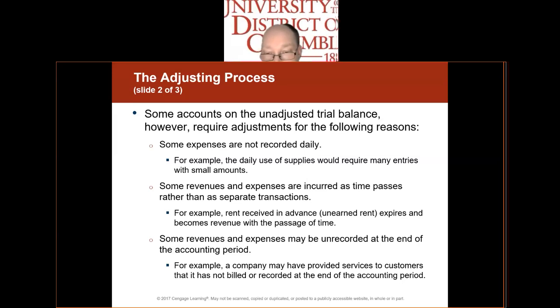And so I will have to make an adjusting entry at the end of the accounting period to reflect that I provided the service, but I haven't billed the customer yet. So I would enter that bill in as an adjusting entry.